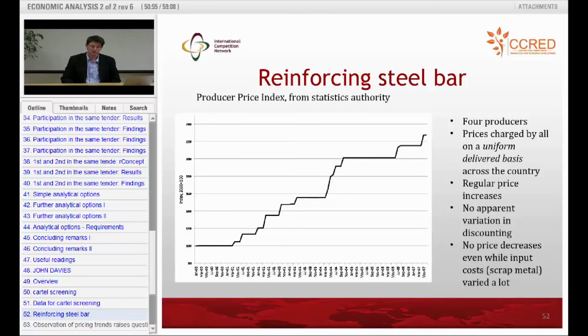There was also no apparent discounting happening. There were meant to be standard discounts, and when the firms were asked, they were in actual fact charging prices which are uniform on a delivered basis, which, as you'll know if you've looked at this literature, is a very, very strong signal of collusion. So this data was immediately cause for concern in terms of a cartel in this industry.